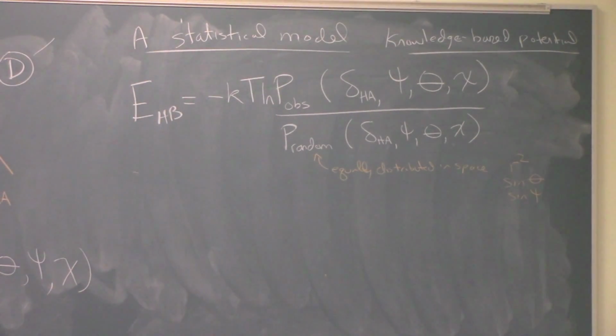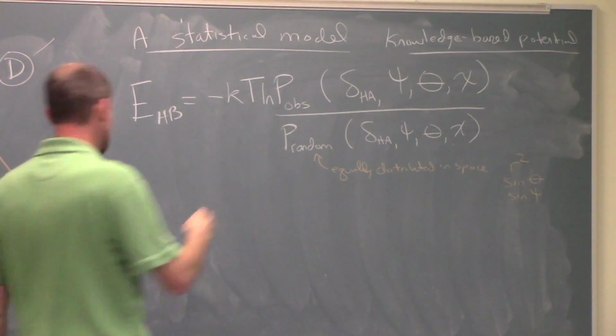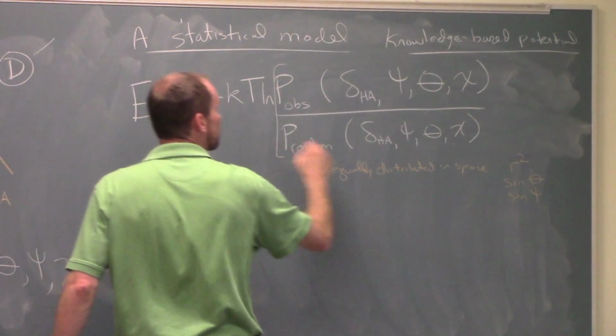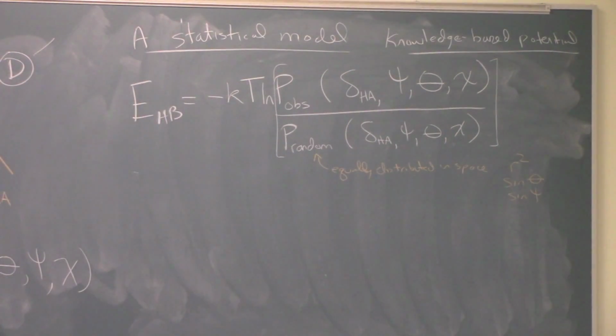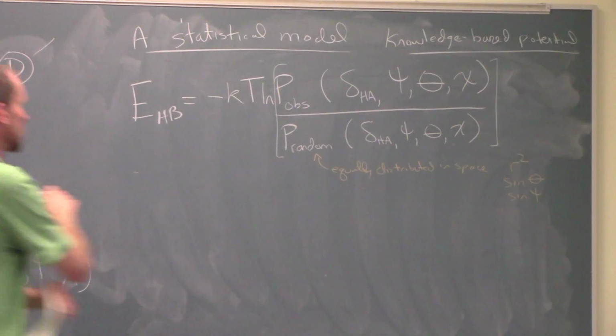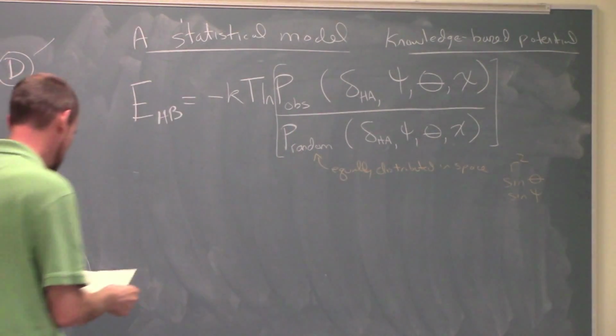Is it only taking the natural log of the P observed or both? Of both. Yeah, so this comes from statistics. You can do this with statistics or statistical mechanics, that the natural log of a probability should be proportional to some kind of free energy. Again, we'll talk about this a little more as we go.